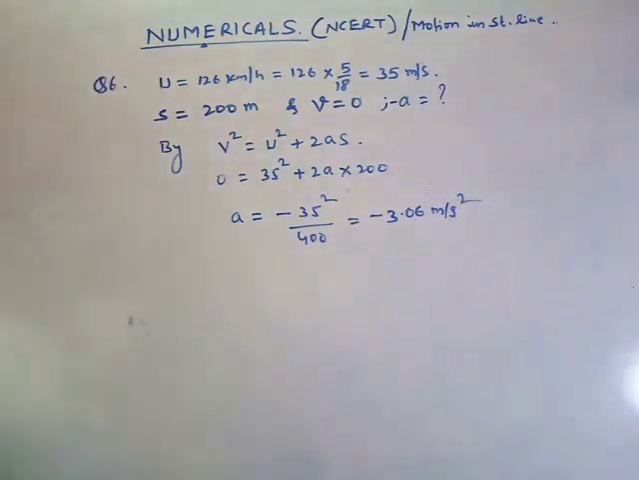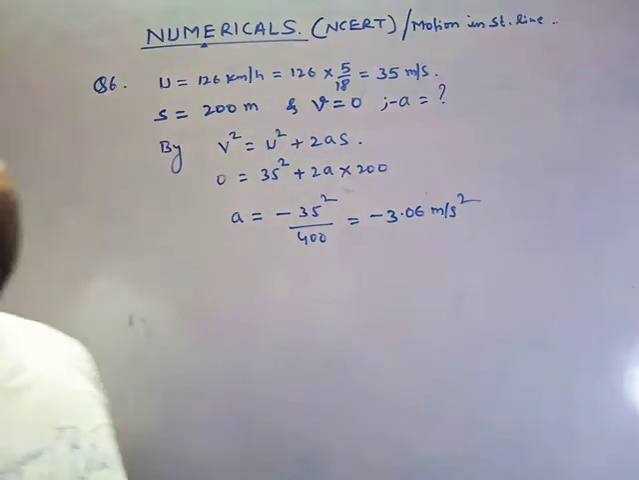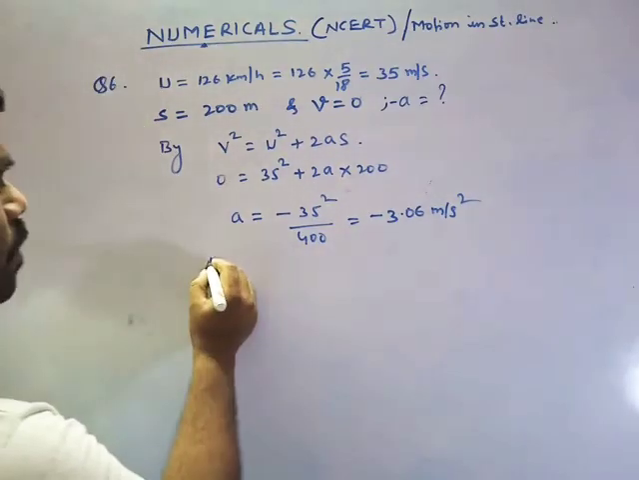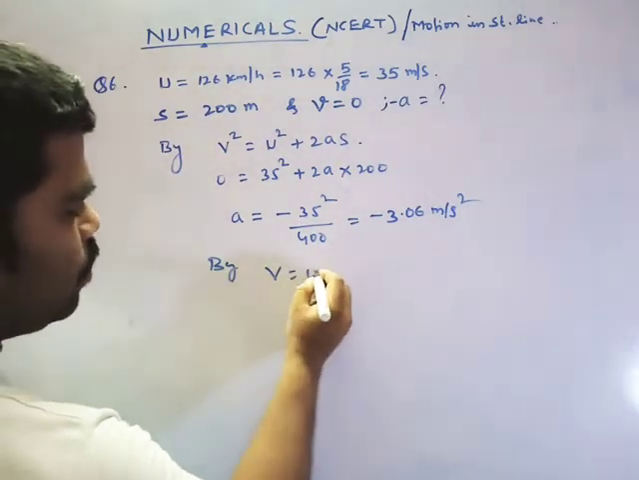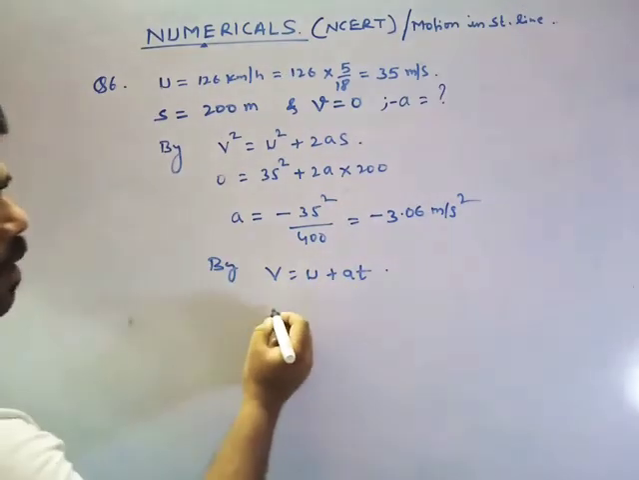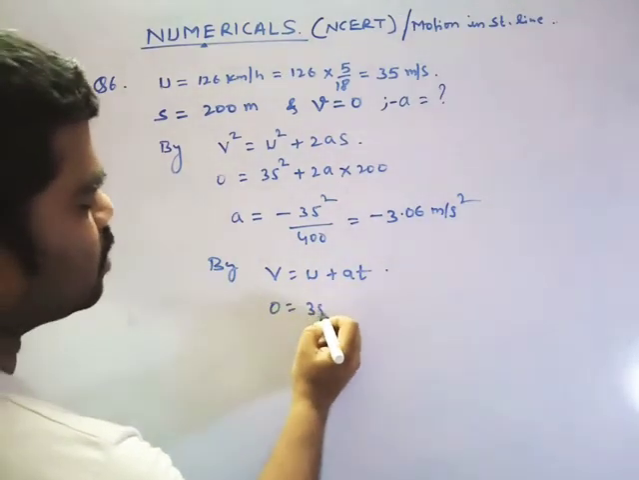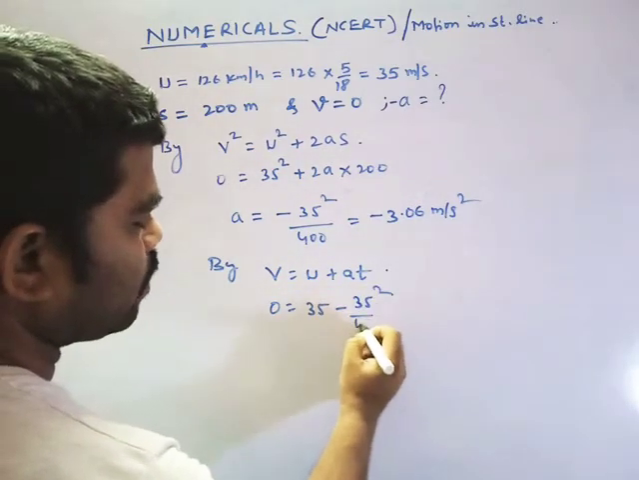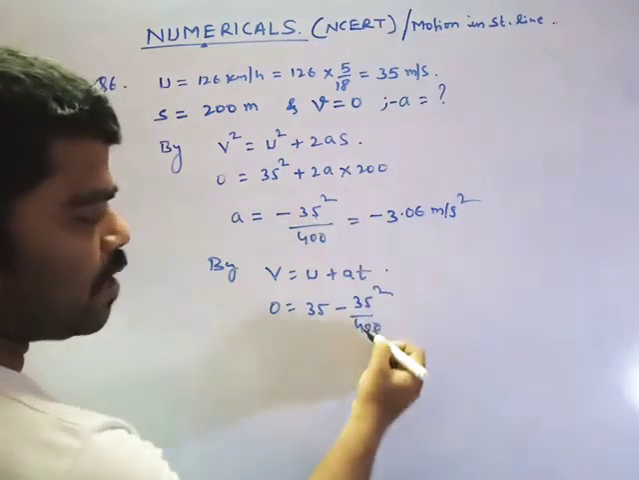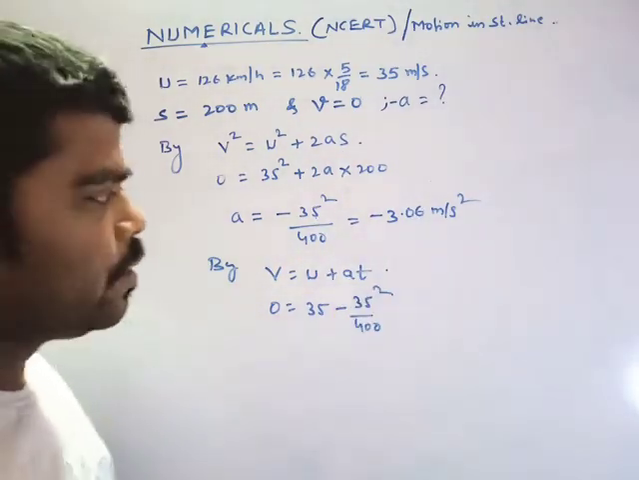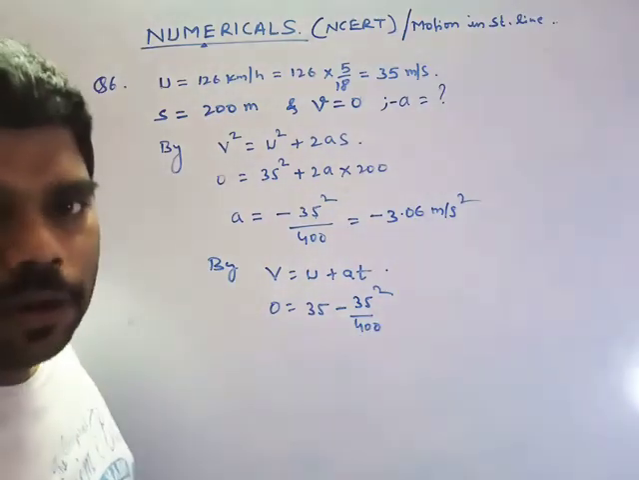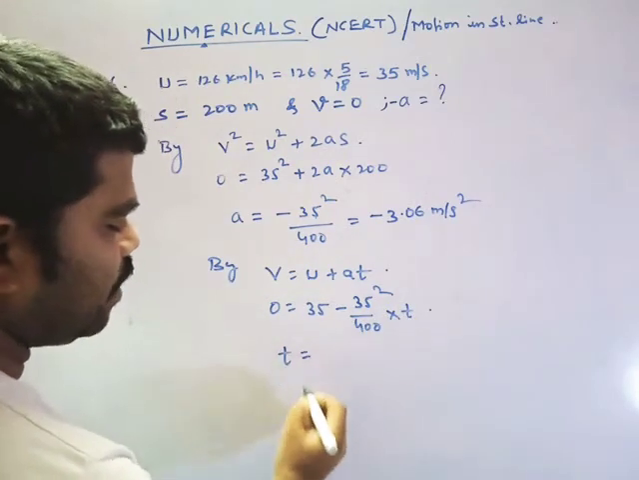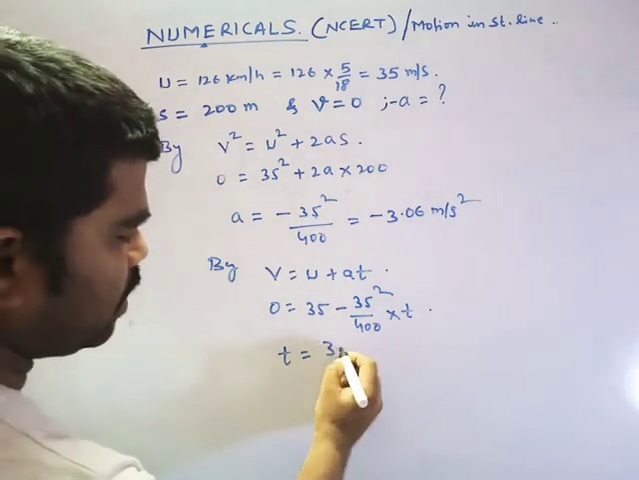Is it clear? Now after that they have asked how much time it takes. Once the acceleration is found, you can use any equation and your answer will come. So let me use one of the equations, v is equal to u plus at. The time will come out. Final is 0, initial is 35, acceleration is minus 35 square by 400. Try to always keep the fraction. Decimal is sometimes perfect, which is fine, but mostly not, so better you use the fraction. And the t. In this way you'll get your time. Do the calculation. I think it is 35.